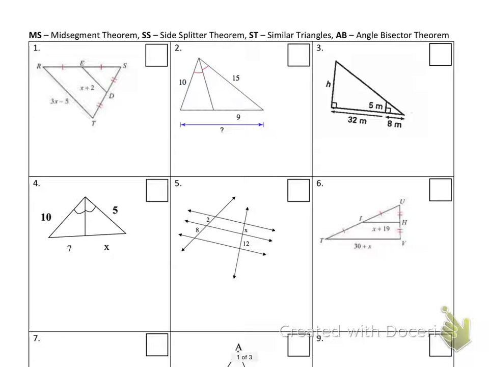What does that type of problem look like? So picture a mid-segment problem. I know it's been a week since we were looking at that, but you can hopefully remember what a mid-segment is. Now, think of a side splitter problem. Think of what just one of those looks like in general. And same thing with angle bisector and similar triangles.